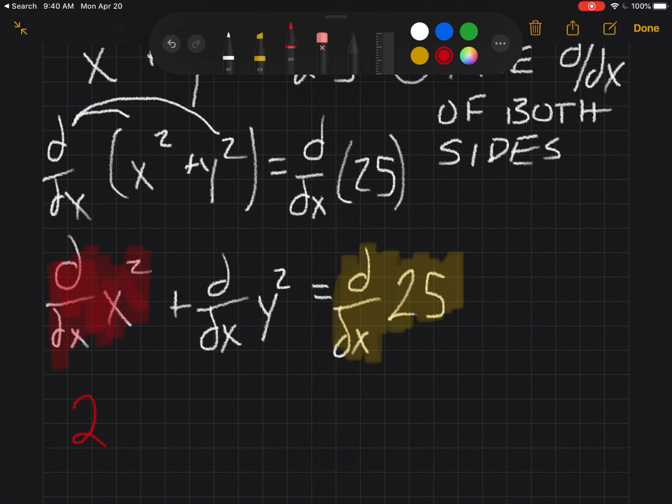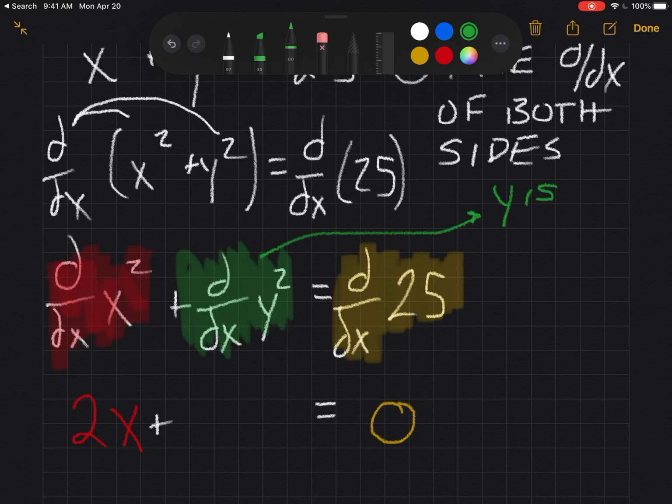Now, 2 out of these 3 pieces we already should be prepared to deal with. I can take the derivative with respect to x of x squared, and I can take the derivative with respect to x of 25. So the derivative with respect to x of x squared, I can just use the power rule and get 2x. And the derivative with respect to x of 25, I can use the constant rule and get 0. But we still have, I'll highlight it in green, this piece here: the derivative with respect to x of y squared.